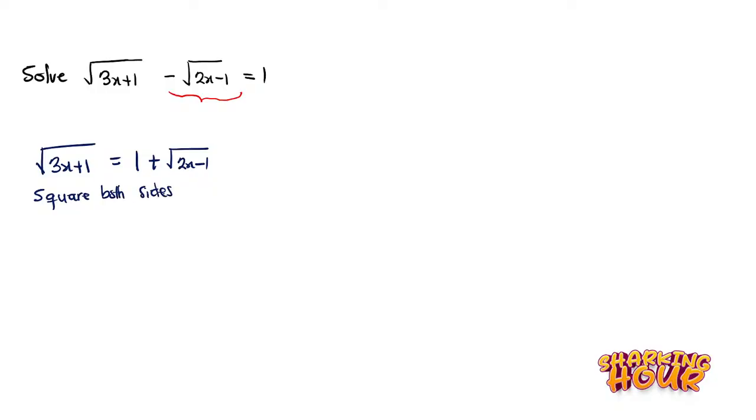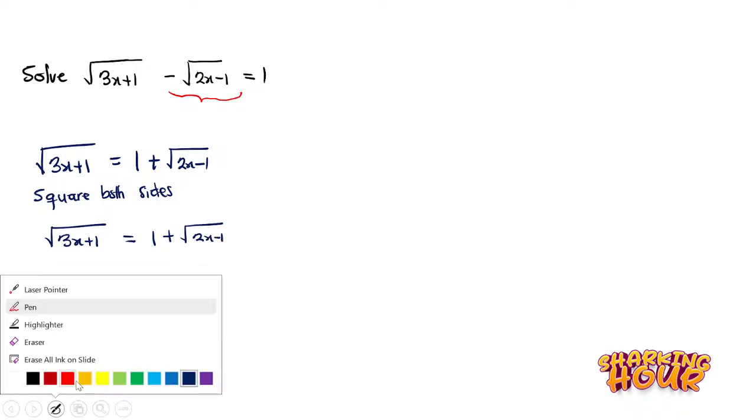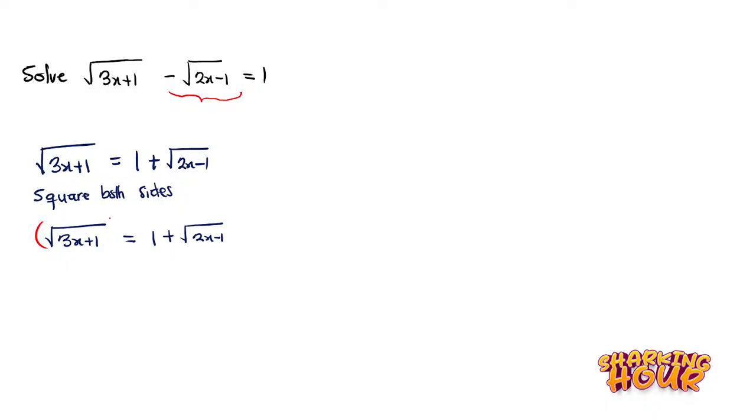Now I'll tell you why we are squaring both sides. We are squaring both sides because we want to get rid of the root signs that we have over here. So this is how it will now look. We'll still have our 3x plus 1 over here, and this will be equal to 1 plus the root of 2x minus 1. Now if I apply the square, this will look like this, squared, and the whole of this will also be squared. So this is what we currently have.